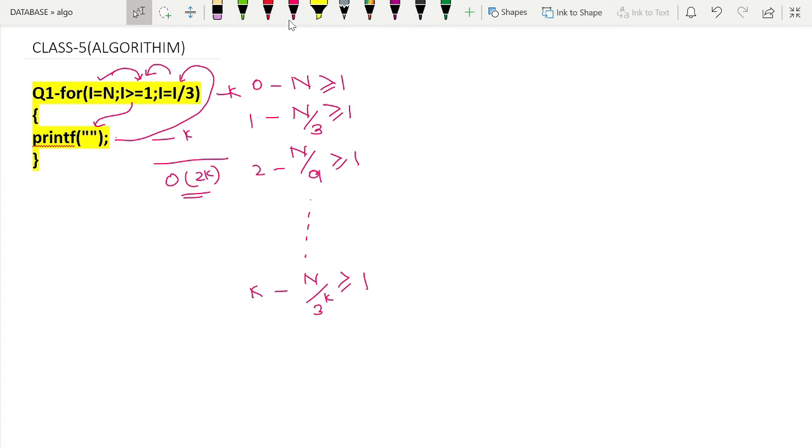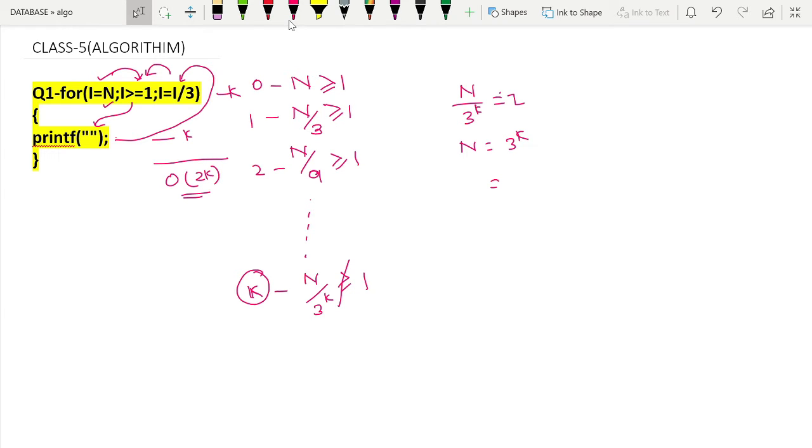But here k is unknown, so we need to find out the k value in terms of n. That is our main goal, right? So let's say at the kth time the value of n by 3 power k is not greater than or equal to 1. Here the condition will become false and the iteration will stop. So that is the k value we are searching for. Let's suppose n by 3 power k equals 1. After that the iteration will stop. So n equals 3 power k.